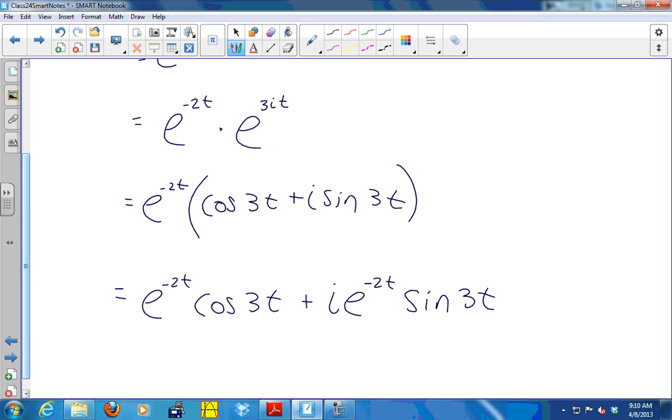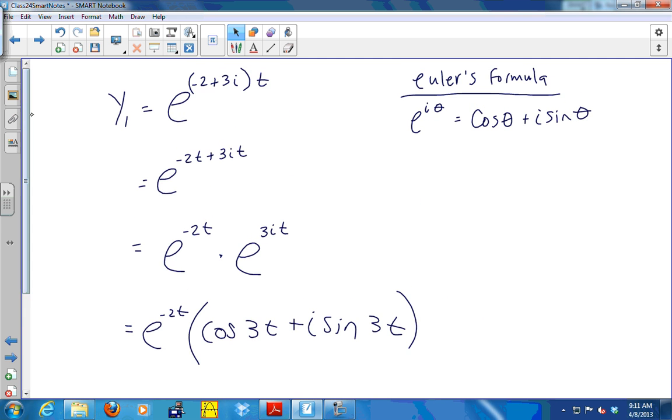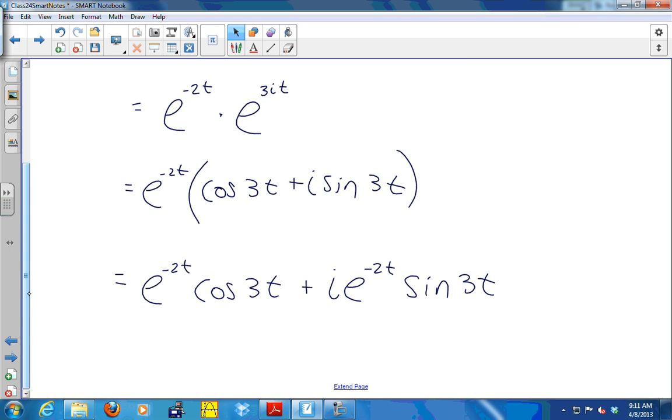So now I've taken my complex valued solution, my e to the lambda t, where lambda was negative 2 plus 3i, right? And I've written it in standard form, a plus bi. This is the way we like to write complex numbers: something real plus i times something else that's real. So remember from systems that we can break this into two solutions. I have two different solutions here. Since I was calling this thing y1, I'll call my two other solutions y2 and y3.